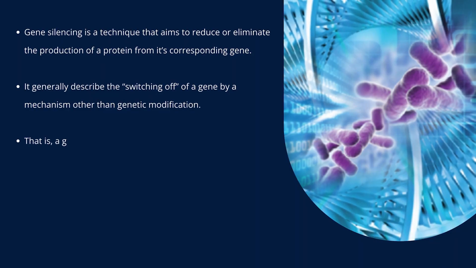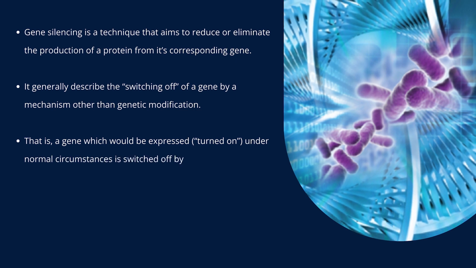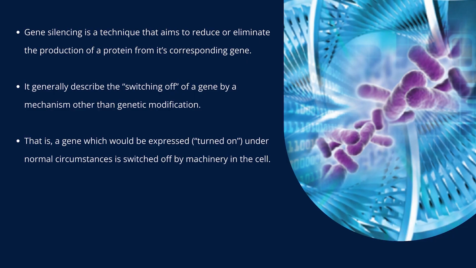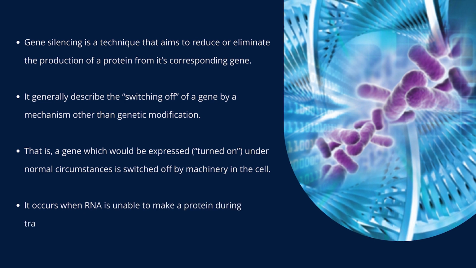So, it describes the switching off of a gene by a mechanism other than mutation or genetic modification. That is, a gene which would be expressed under normal circumstances gets switched off by the machinery in the cells. When a gene is expressed, we say it is in the turned on condition, and here the circumstance is just the opposite. This process is termed gene silencing. It occurs when the RNA is unable to make a protein during translation.